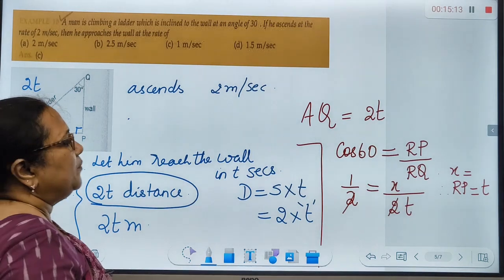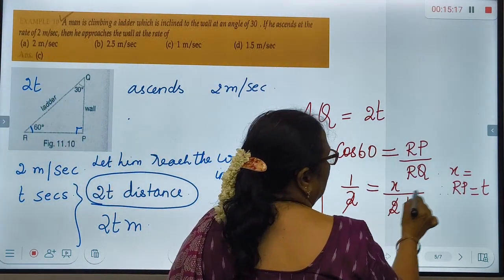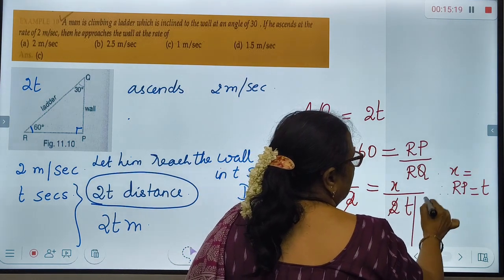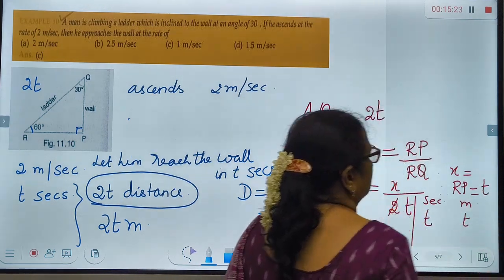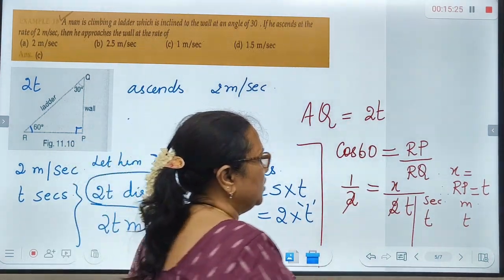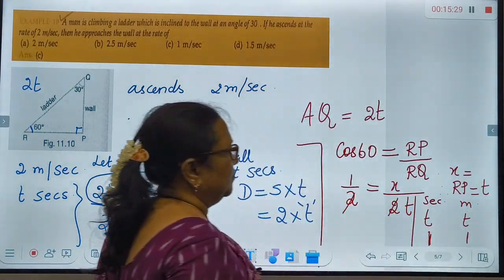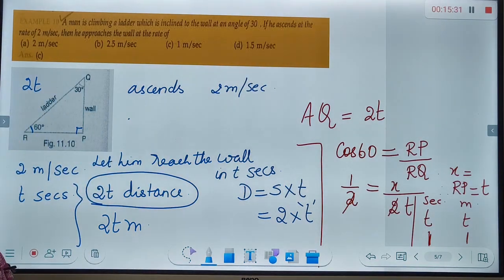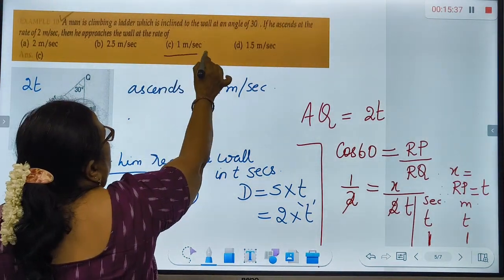RP. So the rate at which he moves: in t seconds, he covers t meters. RP is a distance. So in 1 second, he will cover 1 meter. So what is the rate? 1 meter per second.